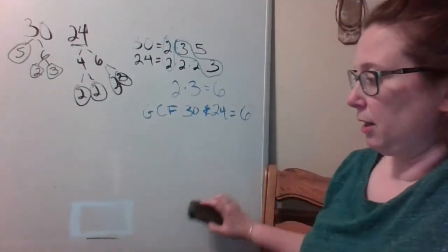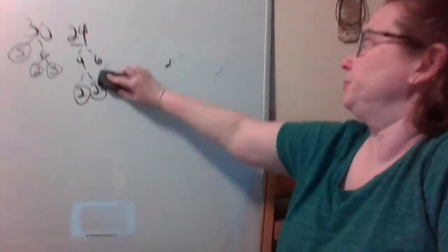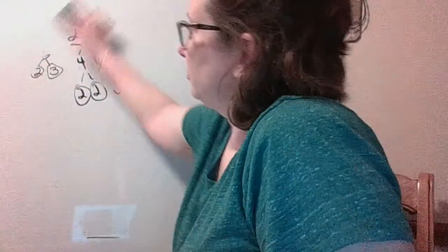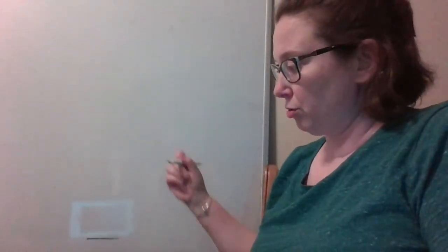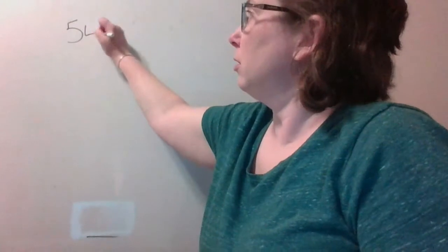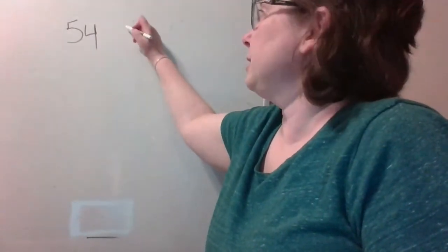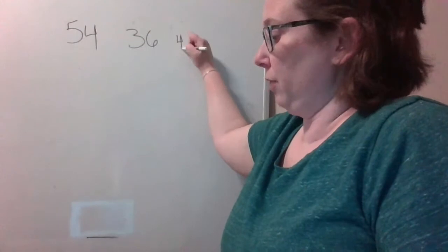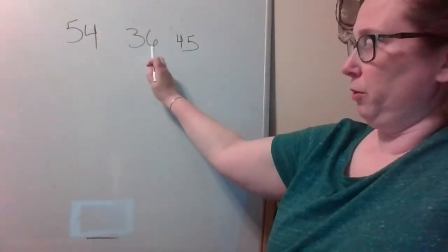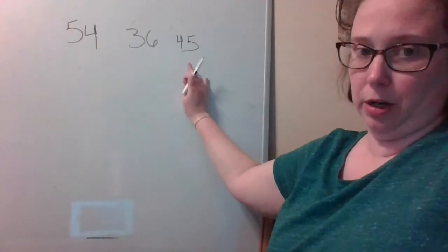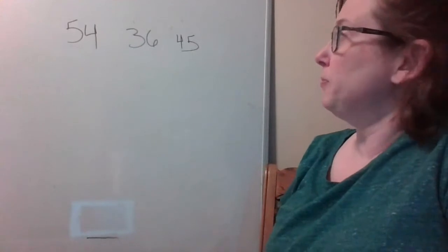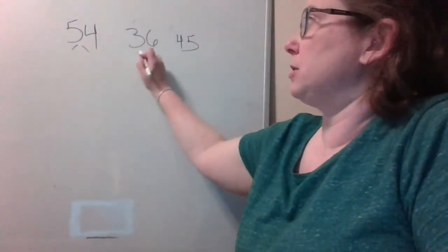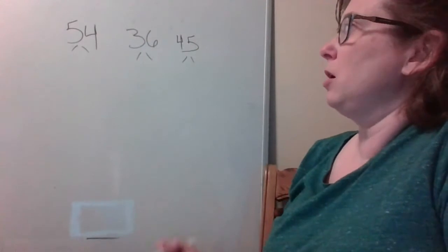Looking at the next example, we have 3 numbers on this one. So this time I am going to start out with 54, 36, and 45. Always start with your smallest number. If it goes into your other numbers without a remainder, you're done. This one unfortunately does not. So we need to think about things that go into each of these numbers.